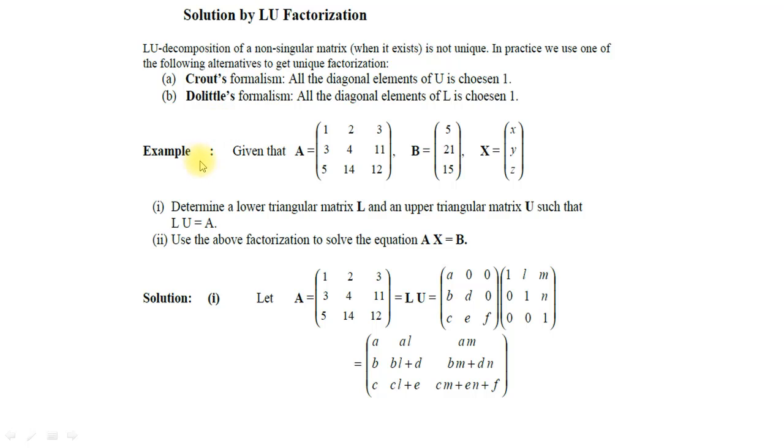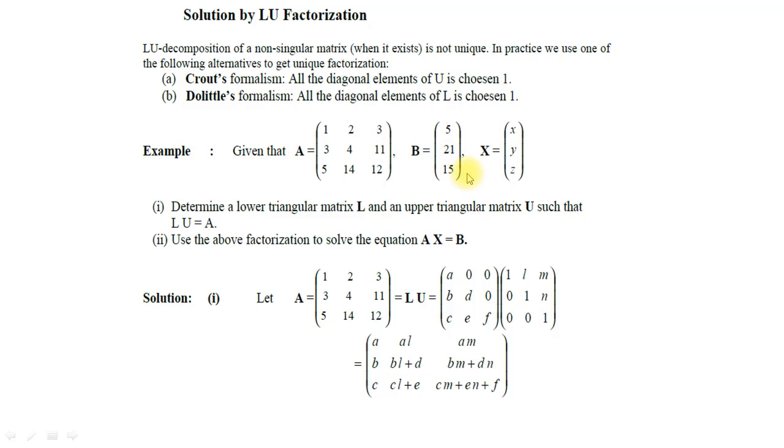Now suppose we have a system of linear equations, and after writing it we obtain the matrix A with first row 1 2 3, second row 3 4 11, and third row 5 14 12. The matrix X contains the unknown variables x, y, and z, and on the right-hand side we obtain the constants 5, 21, and 15. So the matrix B is 5, 21, and 15.